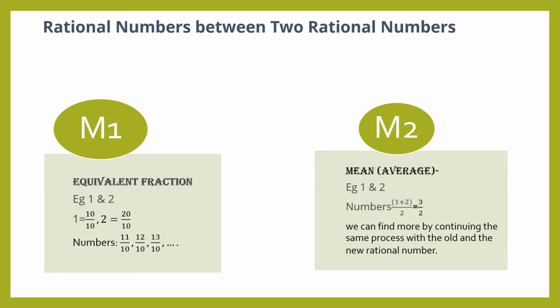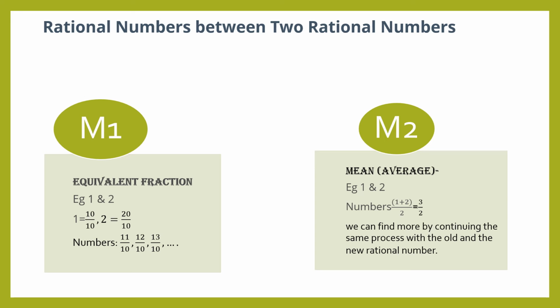Next we have the average method. That is very easy. In order to find the average, what we do? We take the sum and divide by 2. So for 1 and 2, it will be 1 plus 2 by 2, that is 3 by 2. We can find more numbers by continuing the same method.